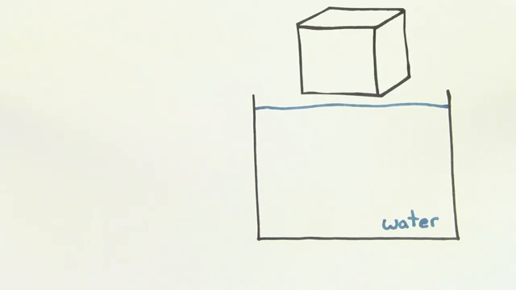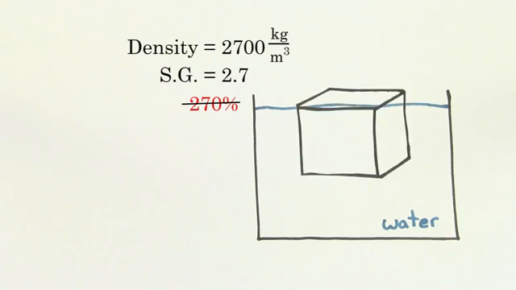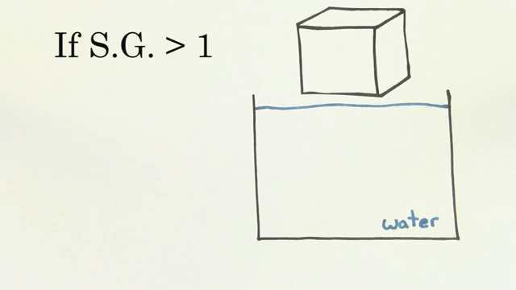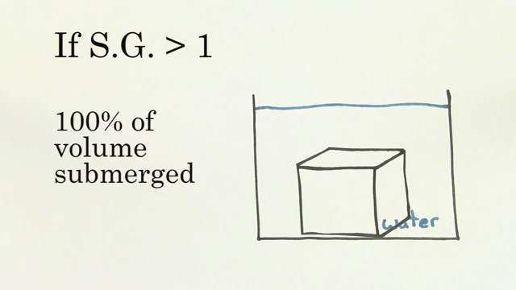But what if we were to use a cube that had a density of 2,700 kilograms per meter cubed? The specific gravity would be 2.7, which means that 270% of this cube would be submerged beneath the water. But you can't have more than 100% of an object submerged. Even if the object were to sink, the maximum amount submerged would be 100%. So if the specific gravity of an object is greater than 1, that object is going to sink if placed freely in water, and it'll have exactly 100% of its volume submerged.